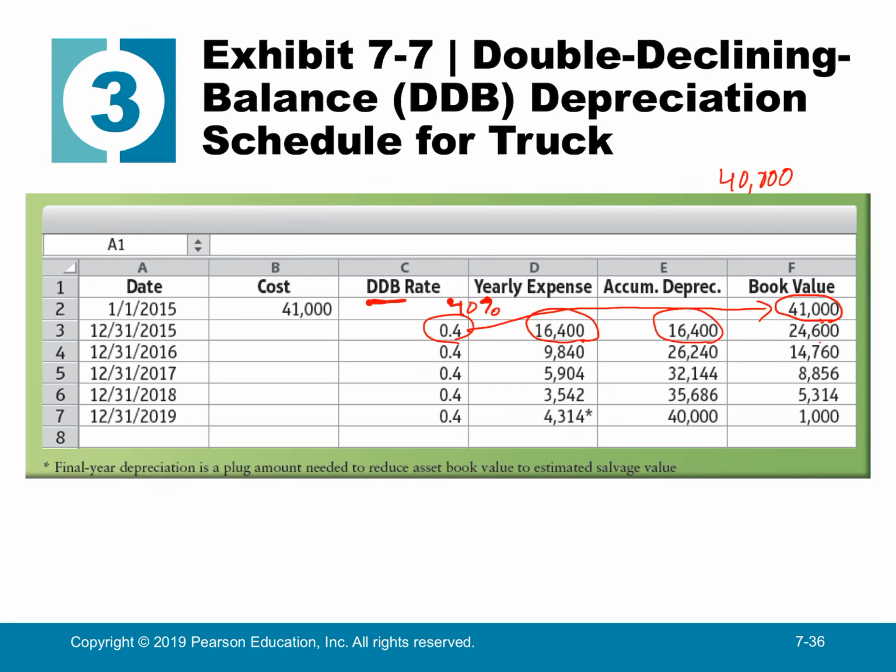So accumulated depreciation, book value, same math as before. Now for this next year, we're going to take 40% and multiply it times this 24,600. That math gets us 9,840, and that is our expense for this year. And then accumulated depreciation gets added, and we go on and on.